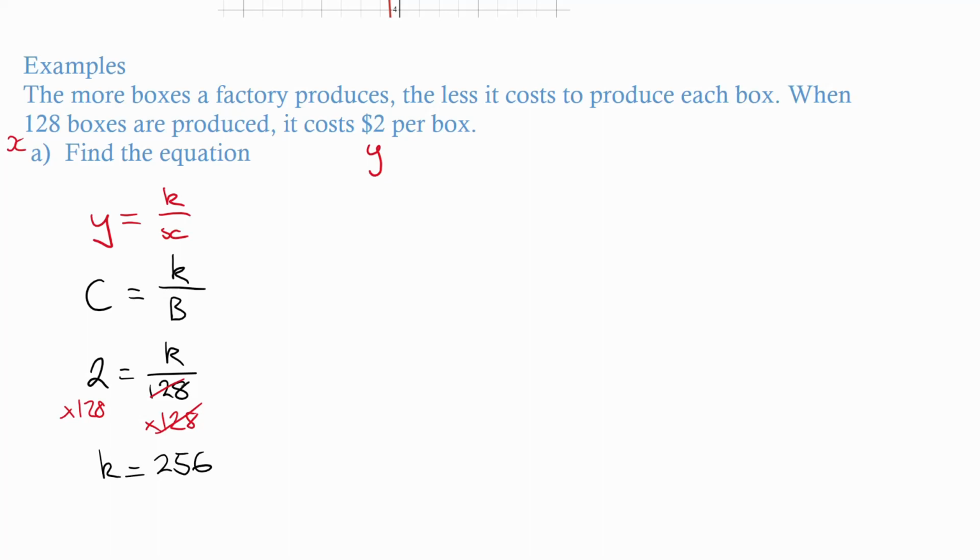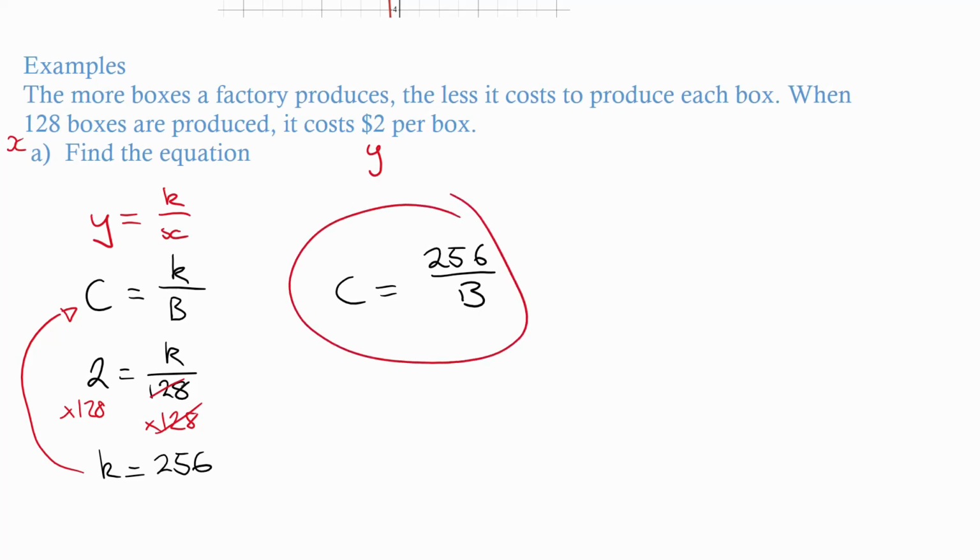At this stage, what I need to do is put this back up here where the k is. So our actual equation ends up being C equals 256 over B. Okay? And from now on, that is the equation we use for the rest of this problem. You don't need to go back and find k every time. We've got it. It's 256. We're going to use that from now on. So that's our equation.